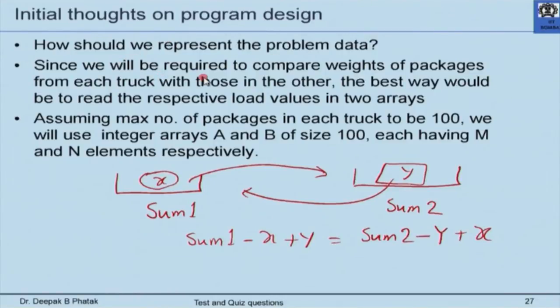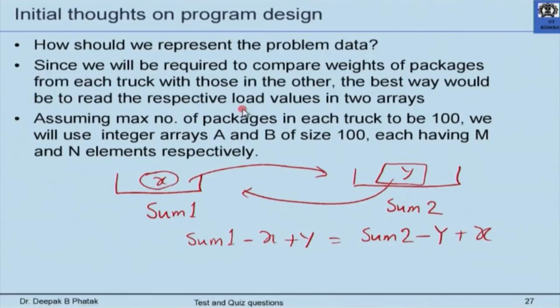Now, since we require comparison of weights of packages from each truck with the weights of packages in the other truck, the best way would be to read the respective load values in two arrays. So, I have one array representing package weights in one truck, another array representing package weights in another truck. Now, we have to make an assumption about the maximum number of packages, because the moment we say array, array has to be defined with a physical upper limit.